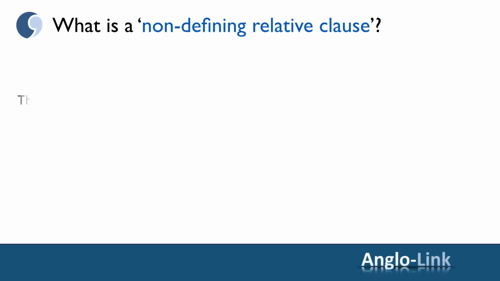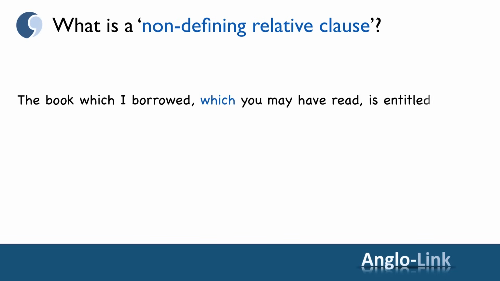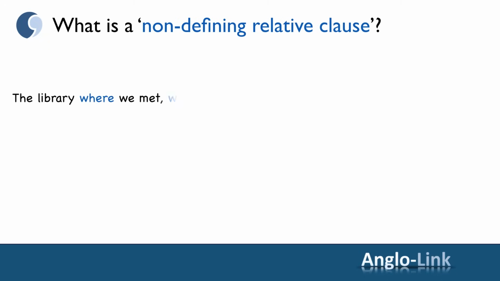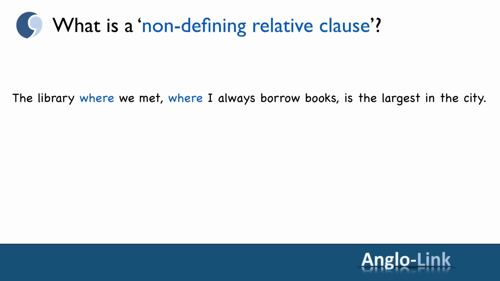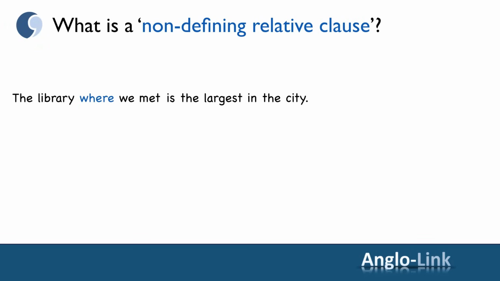Let's look at another example. The book which I borrowed, which you may have read, is entitled Peace. Let's drop the non-defining clause, which you may have read, and we'll end up with the book which I borrowed is entitled Peace. The sentence is still complete. A final example. The library where we met, where I always borrow books, is the largest in the city. Let's drop the non-defining relative clause, where I always borrow books, and we have a complete sentence. The library where we met is the largest in the city.